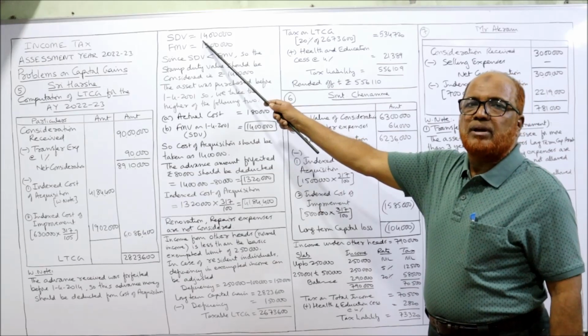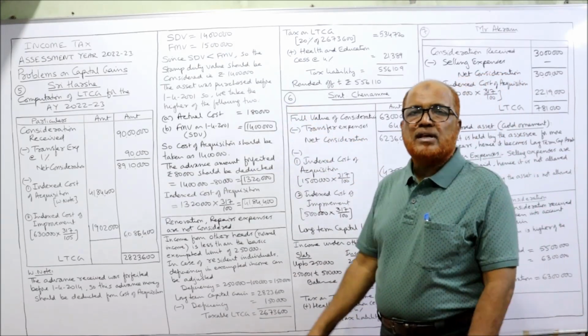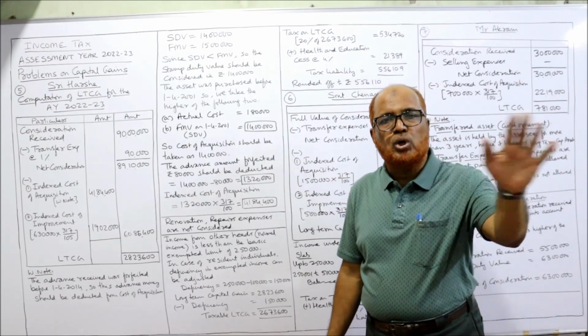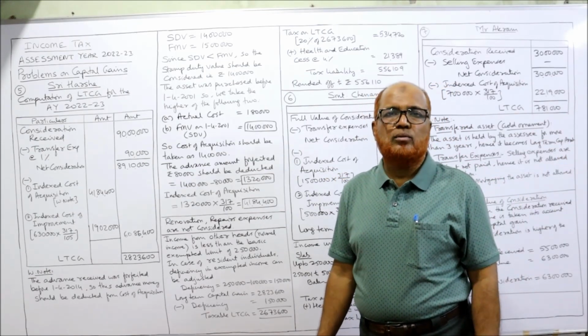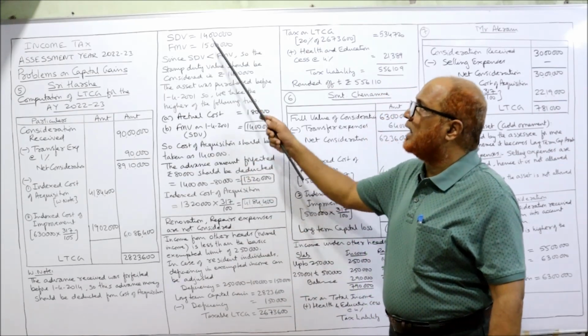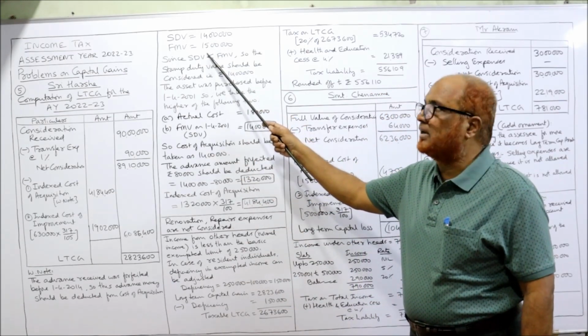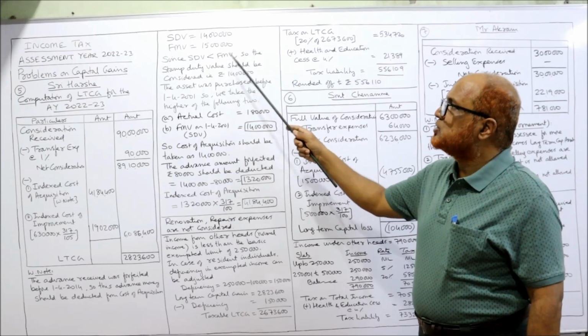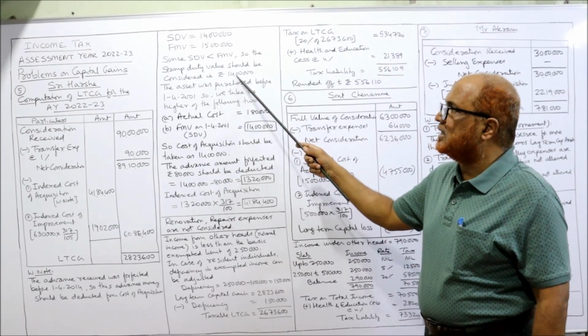Now, stamp duty value is 14 lakh, whereas fair market value is 15 lakh. According to the provision, fair market value should not exceed stamp duty value. So stamp duty value 14 lakh we should consider, we should not consider 15 lakh. Since stamp duty value is less than FMV, stamp duty value should be considered, that is 14 lakh.